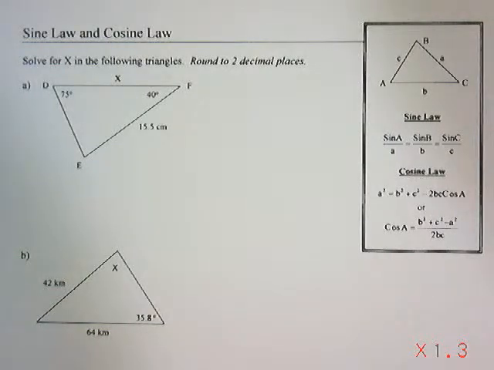How do you know the difference between sine law and cosine law? When I'm using sine law, I'm looking for an angle and an opposite side that I know both values for. To use cosine law, I usually use it when I can't use sine law.